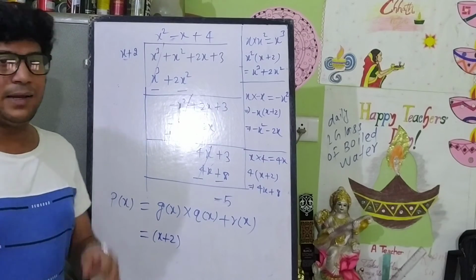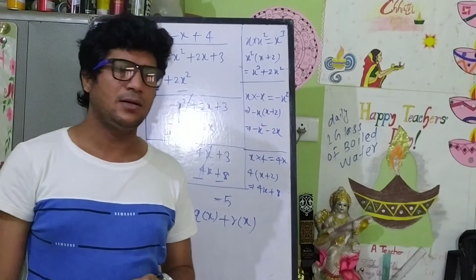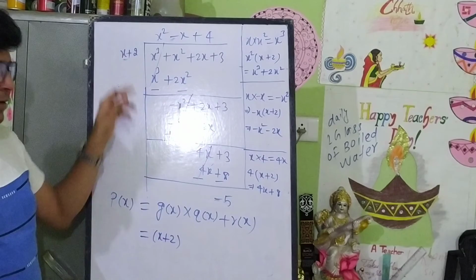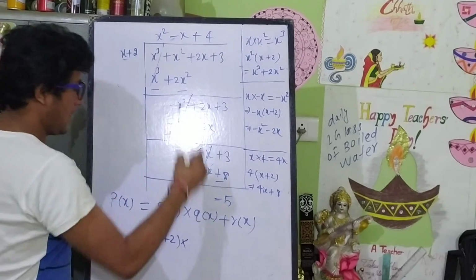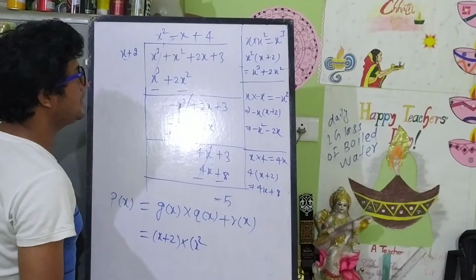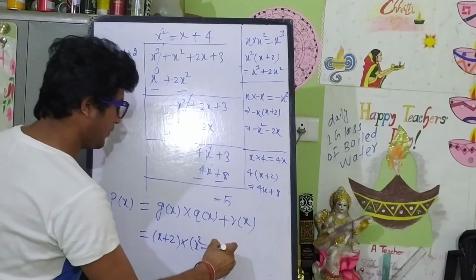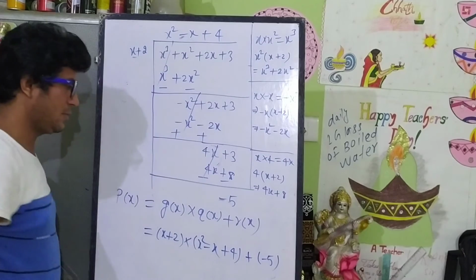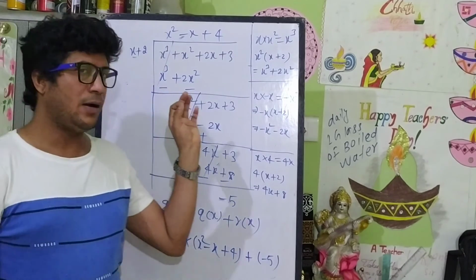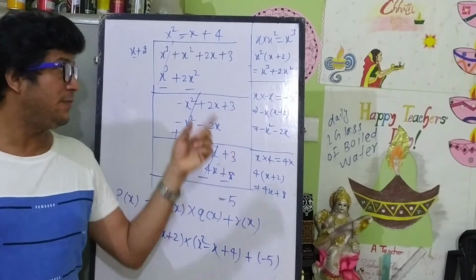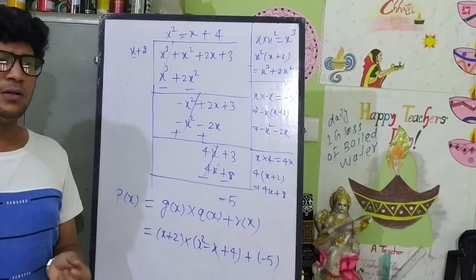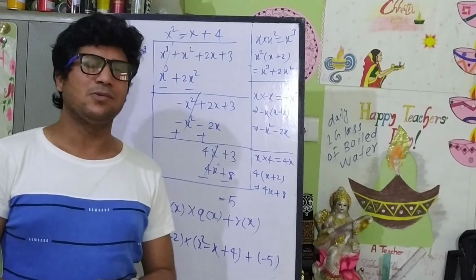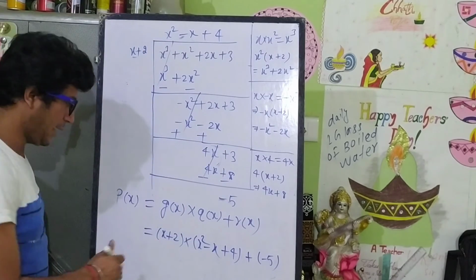Dear students, the degree of the dividend is always greater than the degree of the divisor. Here the degree is 3, here the degree is 1. Next, q of x is x squared minus x plus 4, and the remainder is minus 5. If you divide one polynomial by another and the divisor is a linear polynomial, the remainder will always be a constant. Now we are going to check one by one.